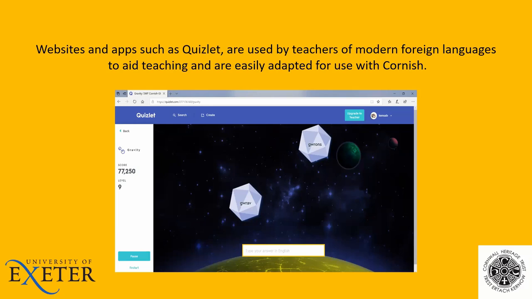Languages have always coexisted, and multilingualism can add to strong local identities.